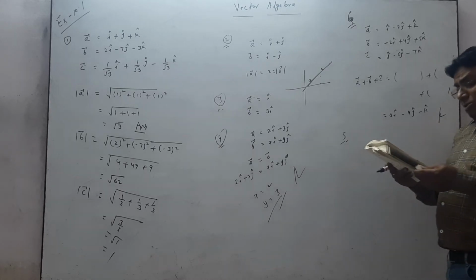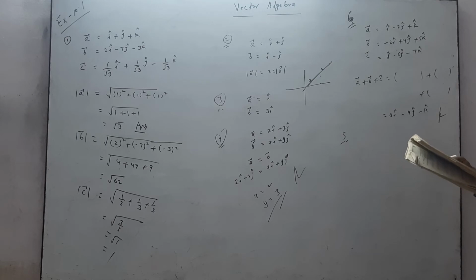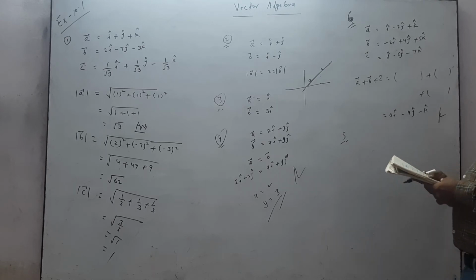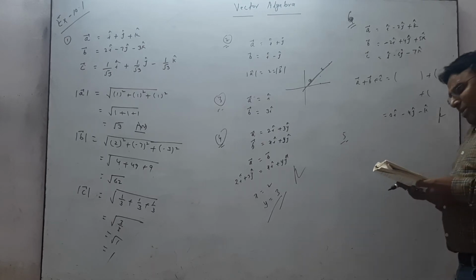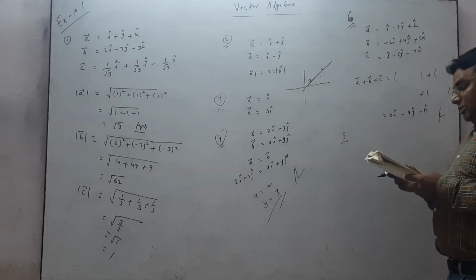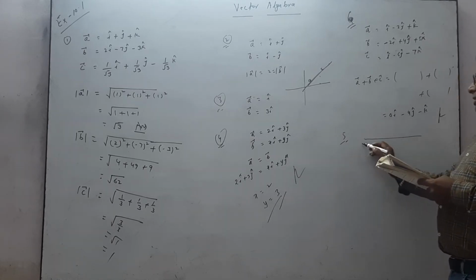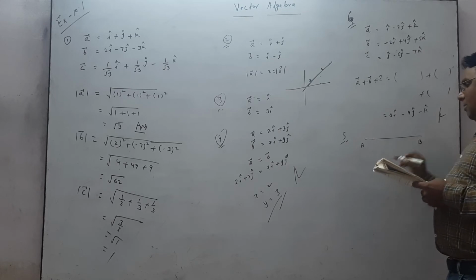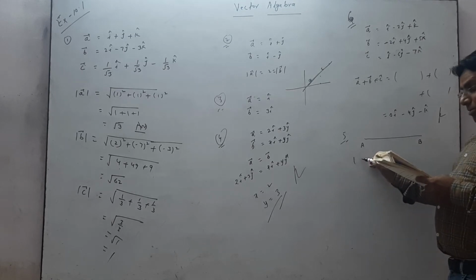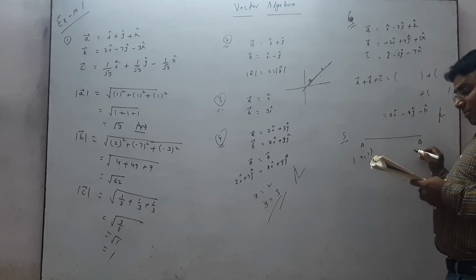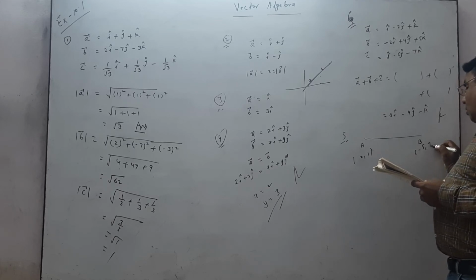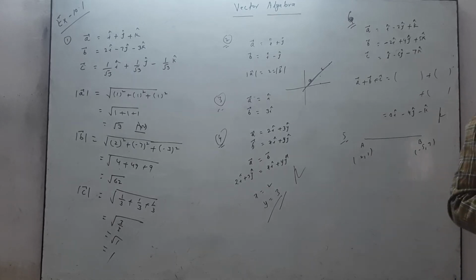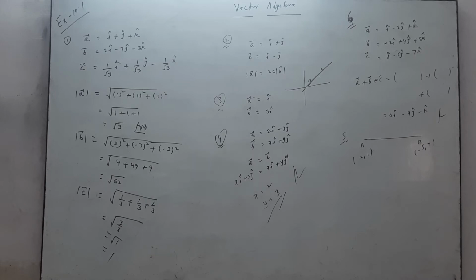Question number 5th. Now look here student, question number 5th, 7th, 8th, 9th, all are the same question. Find the scalar and vector component of the vector with the initial and terminal points. Now given 2 points, initial point A and terminal point B. Initial point is given 2, 1 and terminal point is given minus 5, 7. In question number 5th, find the scalar and vector component of the vector with initial point given and terminal point given.